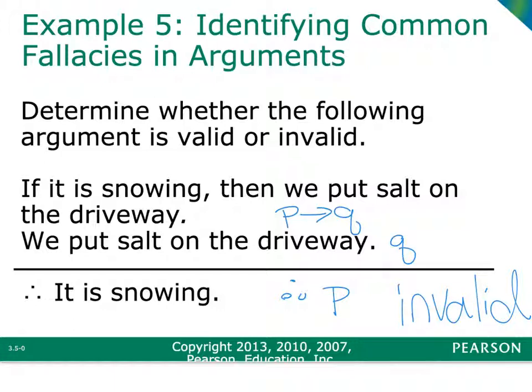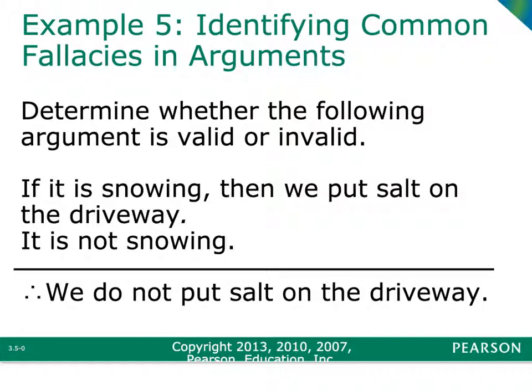Again, you can do a truth table if you want to, or you could just recognize that it's the fallacy of the converse and just be done and call it invalid. Let's try one more similar argument. If it is snowing, then we put salt on the driveway. So again, we could say if P, then Q. It's not snowing, not P. Therefore, we do not put salt on the driveway. Therefore, not Q.